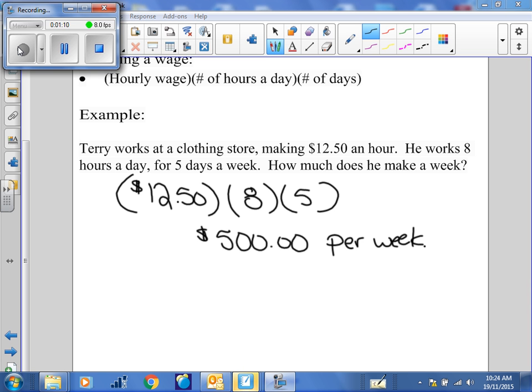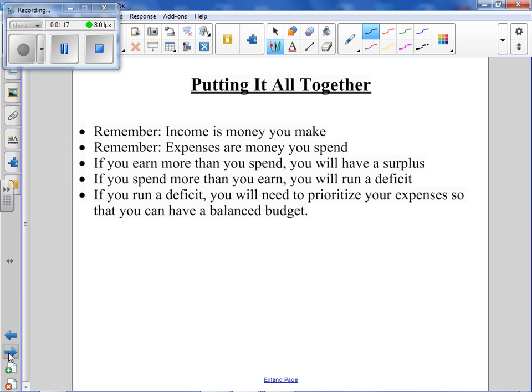Now in this lesson, we're just going to put everything that we've done together in one big question. Before we go, remember, income is money you make, expenses is money you spend. If you earn more than you spend, you're going to have a surplus. If you spend more than you earn, you're going to run a deficit. If you run a deficit, you're going to need to prioritize your expenses so that you can have a balanced budget.